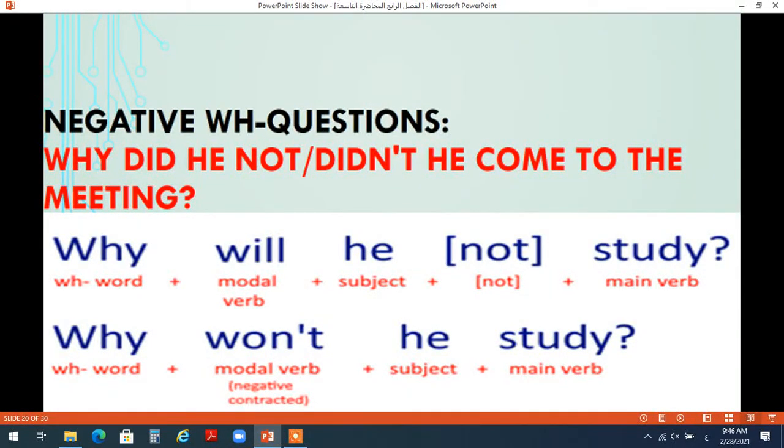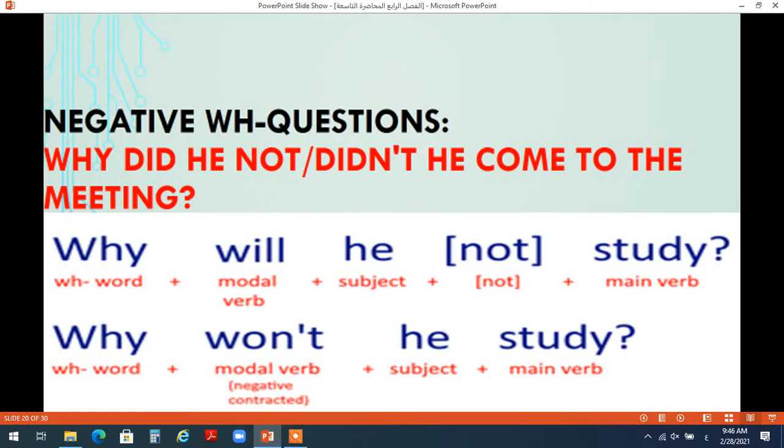Negative WH questions have the same role as affirmative WH questions, but in addition to that, we have to add the negative particle not. For example, why did he not come to the meeting? Or why didn't he come to the meeting? So we have two options.